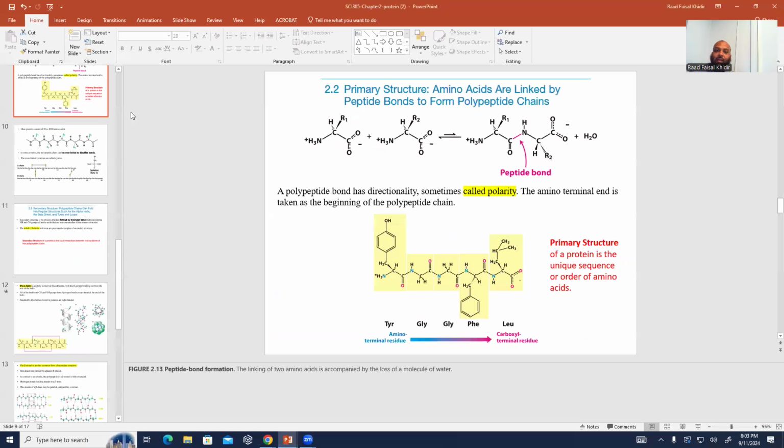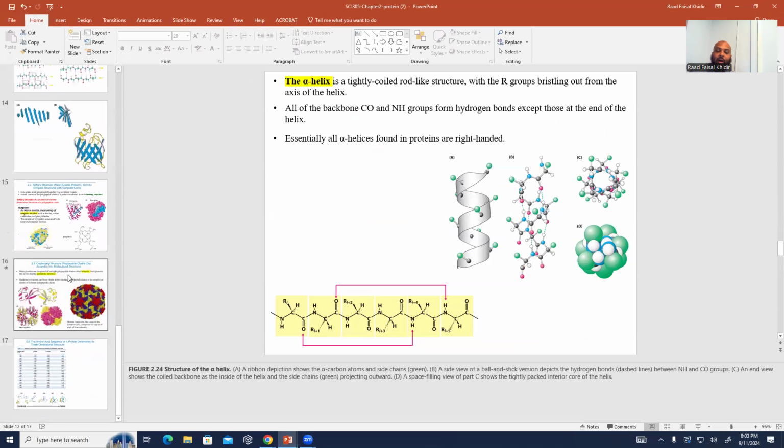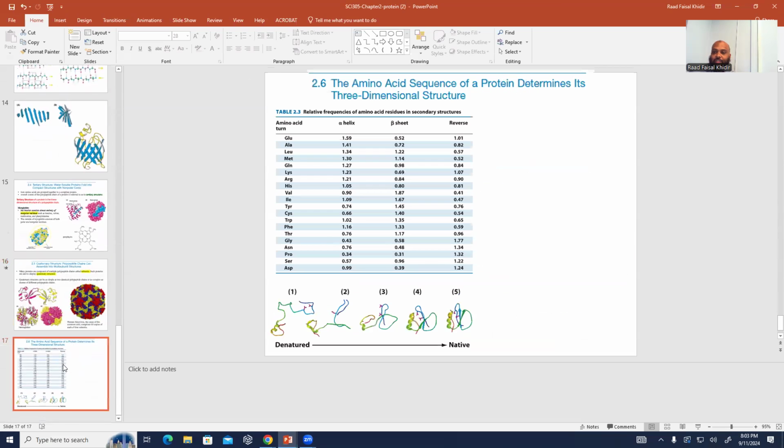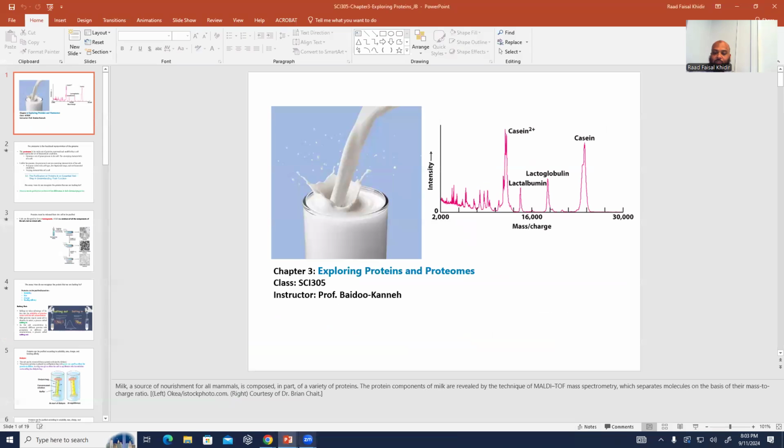You said an example of which one? Of a tertiary structure, a protein that works as a tertiary structure. Okay. All right, we're done with that. Now let's look at the second one. Next one.